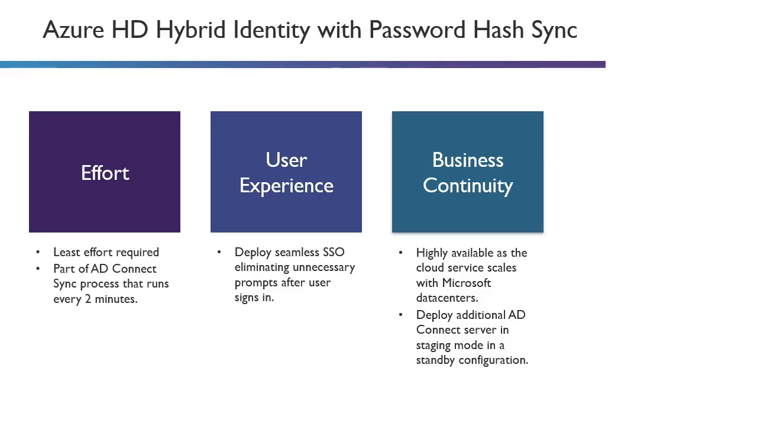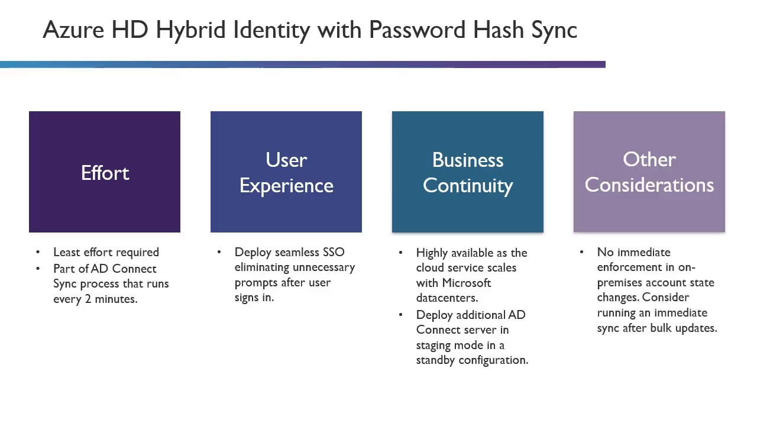You can, if you want to, though, deploy an additional AD Connect server in staging mode in a standby configuration. So in the event something goes wrong with that AD Connect server, you could quickly get another one up, but not critical. You're still going to be online while you get that machine up and running. From a consideration perspective, though, the only thing is there's no immediate enforcement in on-premises account state changes. So if you're doing a bulk set of updates on premises and maybe you're disabling a whole set of users, maybe just do an immediate sync after that to make sure everything gets synced up successfully. So Azure AD is aware of that.